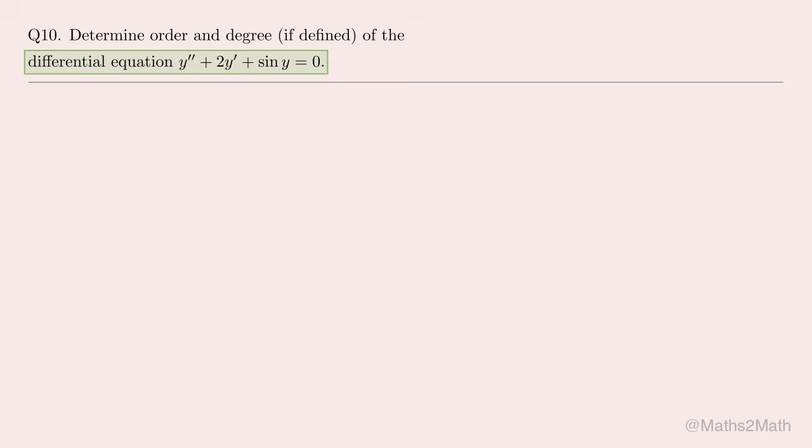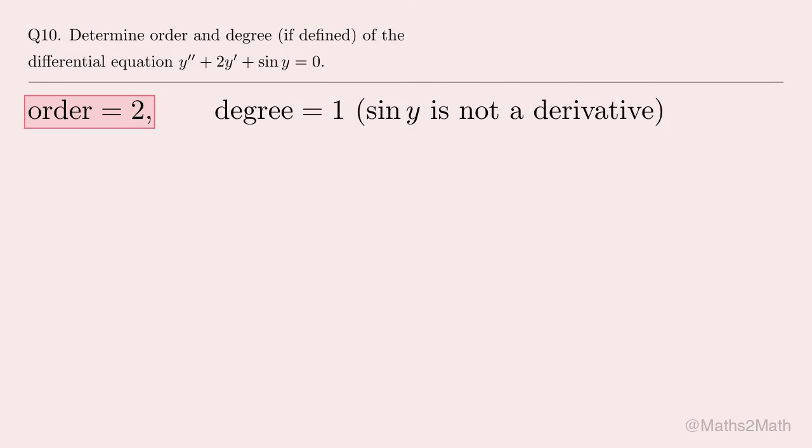Question 10. Sine of y itself, not of a derivative. Order is the highest derivative. Degree is its power once the equation is polynomial in derivatives. Sine of the dependent variable is harmless. Order 2, degree 1.